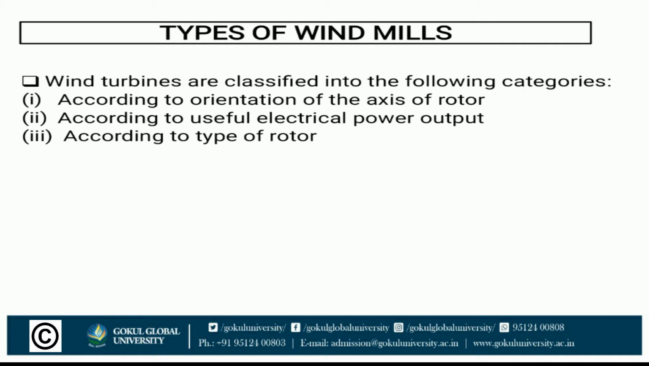Third one, according to type of rotor. First one, propeller type. It is a horizontal axis high speed rotor. Second one, multiple blade type. It is a horizontal axis low speed rotor. Third one, Savonius type. It is a vertical axis rotor. Fourth one, Darrieus type. It is a vertical axis rotor.